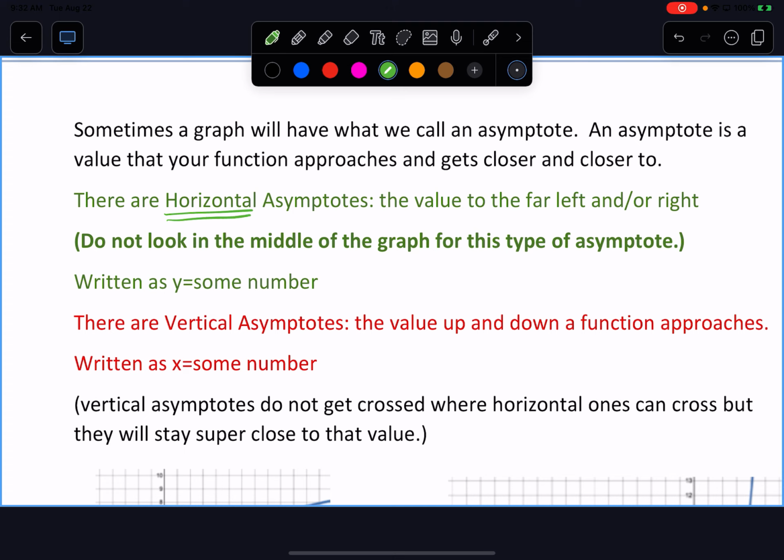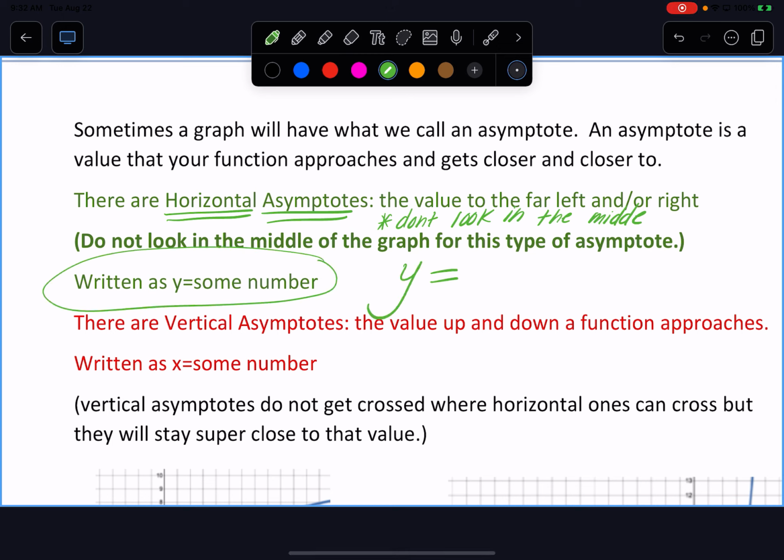They might ask you, what is the horizontal asymptote? So horizontal asymptote is to the far left and or the far right. We do not look in the middle of the graph. So I'm going to make a little note of that. Don't look in the middle. We look to the very far right and left. Basically, we look out towards infinity and negative infinity and see if on the horizon it's approaching some y value. So horizontal asymptotes are always written as y equals, and it will be some number that it's approaching on the horizon.